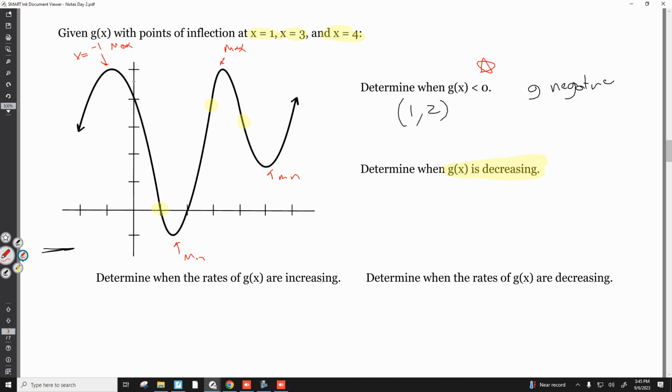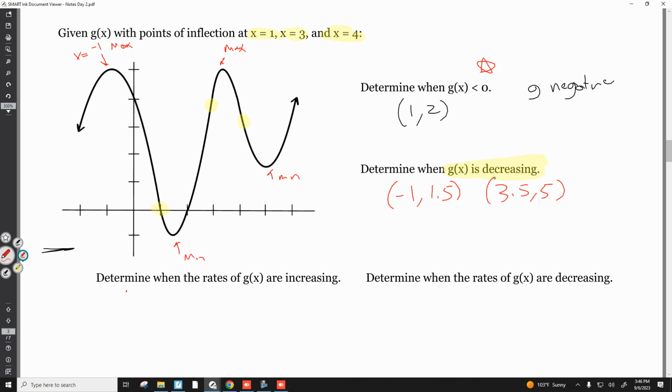From a max to a min, I go down. So from -1 to about 1.5. From a max to a min, I go down. From, I don't know, 3.5 to 5. Did you guys say that? Yeah? All right, cool.